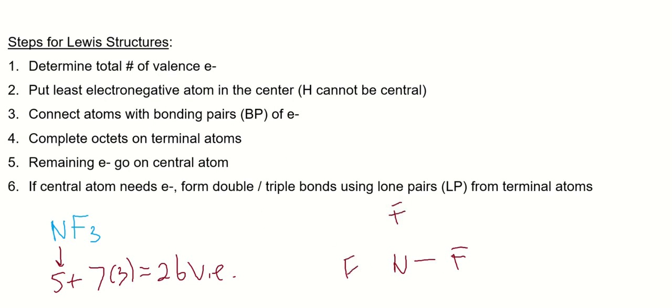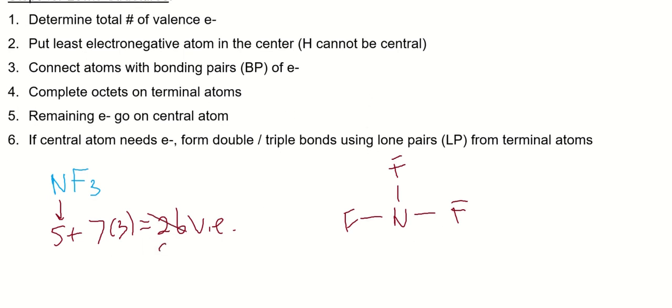Let's make a bonding pair between the terminal and the central atom. So that's going to eat up 6 of our electrons. So we're down to 20 valence electrons. Now let's give the terminal atoms the octet. Each of the fluorines already has 2 electrons from the bonding pair with the central nitrogen. So giving them 6 will complete the octet for each of them. So now we're down to 2 valence electrons because we just used 18 of them on fluorines. So the remaining 2 can go on the central nitrogen, and now they all have an octet.